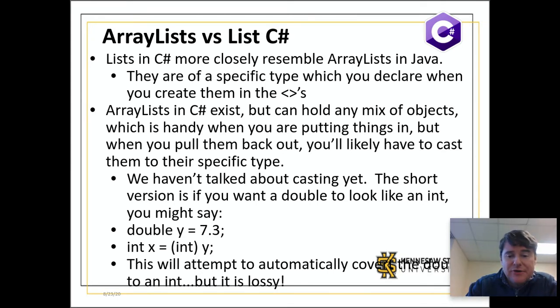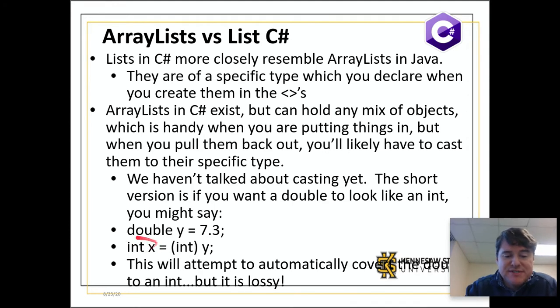So when you pull it back out again, you're going to have to convert it back using what's called a cast. This is not something we're going to talk about for a few weeks. Later on in the semester, I'm going to have a whole lecture about casting. But for now, let me give you the short version, and this is relevant to both the C# and Java people. If I say double y equals 7.3 in my code, that of course makes sense.